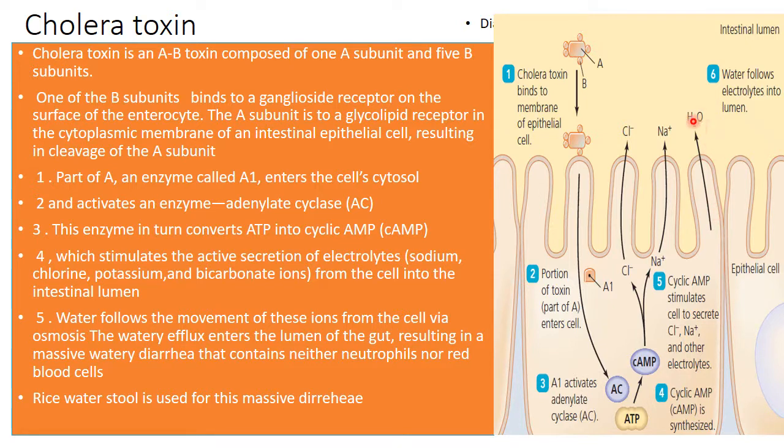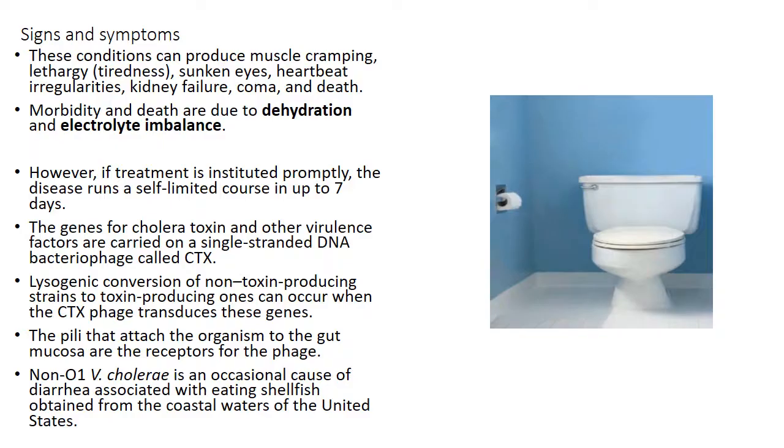The watery fluid enters the lumen of the gut, resulting in a massive diarrhea that contains neither neutrophils nor red blood cells. This diarrhea is known as rice water stool. So in this way, water comes into the intestinal lumen and causes massive diarrhea. That was the mode of action of cholera toxin.